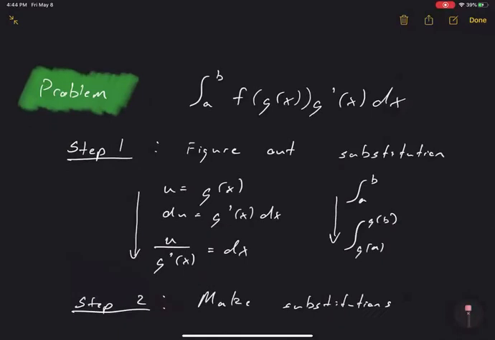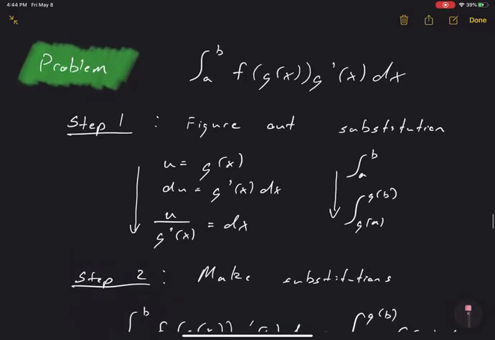In this symbolic notation, I'm starting with the problem, the integral from a to b of f of g of x times g prime of x dx. Step one is still the same: I figure out my substitutions in terms of u and du, which is what we've done before on this left side. And then over here, we could also change our bounds. If u is equal to g of x, then my bounds go from a and b in my original integral to g of a and g of b.